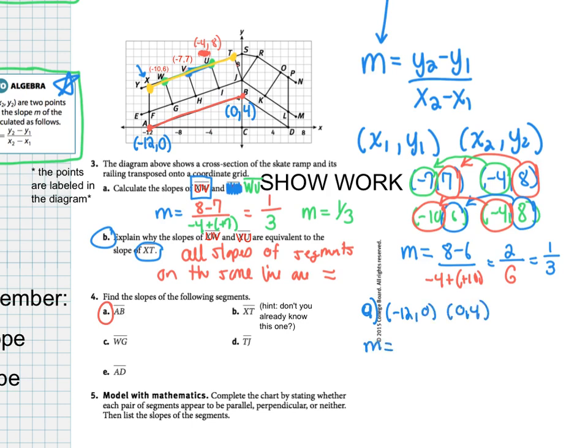And again, same procedure. Find your y values and subtract in any order. I'm going to do 4 minus 0. Then find your x values and subtract in the same order. Now be very careful here. We are doing 0 minus, and we are subtracting a -12. When I simplify, 4 minus 0 is 4. 0 minus -12 becomes 0 plus 12, which gives us a +12. And as always, we need to reduce. 4/12 reduces to 1/3. So the slope of AB is 1/3.